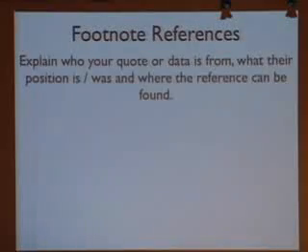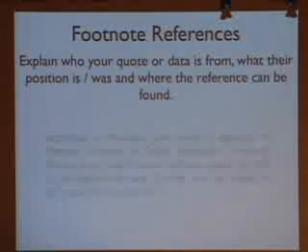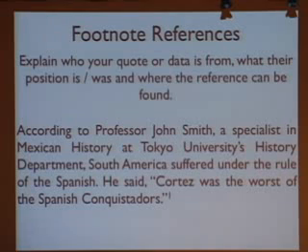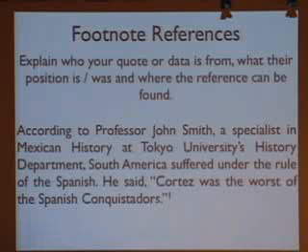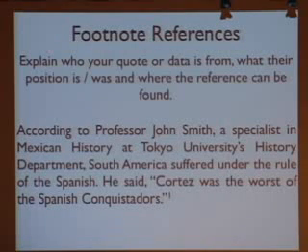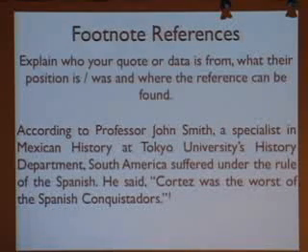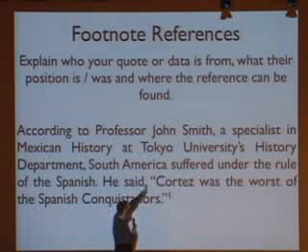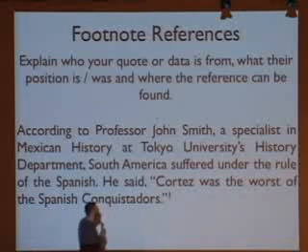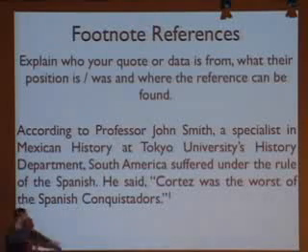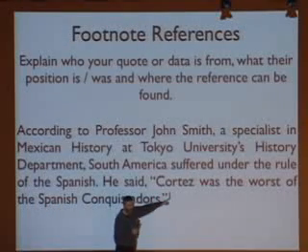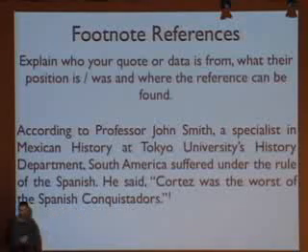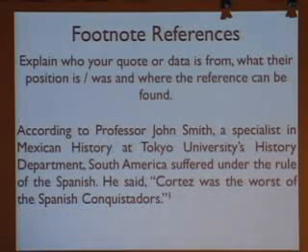So we don't want plagiarism. What do we do then? You can have footnote references, and you can explain in the text what these things are. So for example, according to Professor John Smith, a specialist in Mexican history at Tokyo University's history department, South America suffered under the rule of the Spanish. He said, inverted commas, Cortes was the worst of the Spanish conquistadors. End quote, number 1. And then at the bottom of the page, on number 1, it would say, Smith, John.